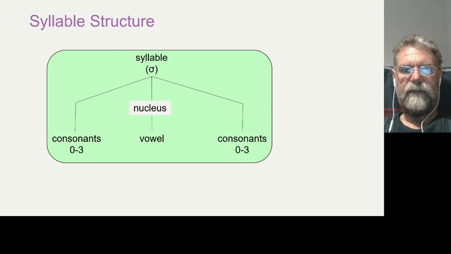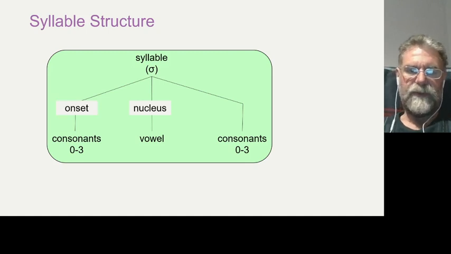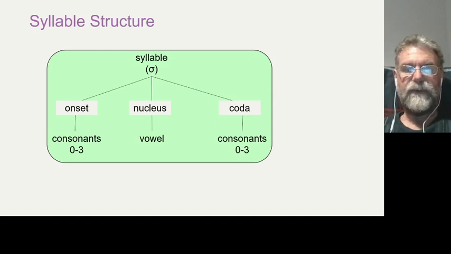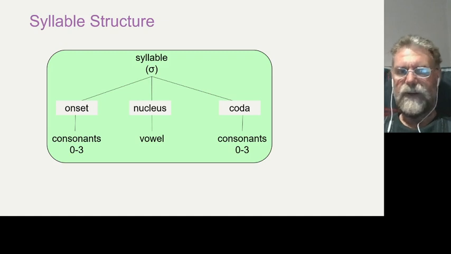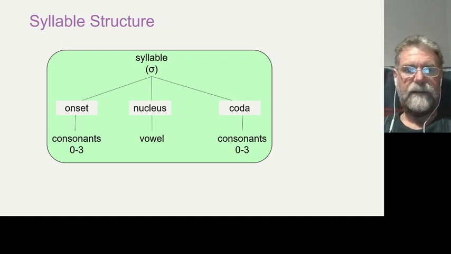The consonants that come in front of the nucleus are referred to as the onset, and the consonant cluster after the nucleus is referred to as the coda. So there's the structure of a syllable. A syllable consists of three elements: the onset, the nucleus, the coda. The onset and the coda are consonants, and the nucleus is a vowel.